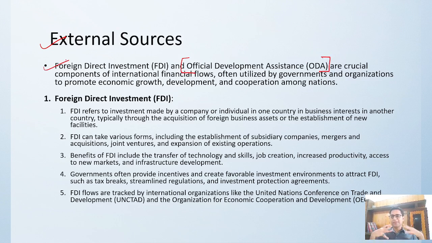Foreign direct investment means any company or individual making an investment in another country, either by acquiring something, investing, or building a new facility. A lot of MNCs are there, like Cognizant, Microsoft, Accenture, Coca-Cola, Pepsi, Tesla. If they are making a company outside their own country, that is called foreign direct investment. They can come in the form of a subsidiary company, a merger, a joint venture, or acquisitions.